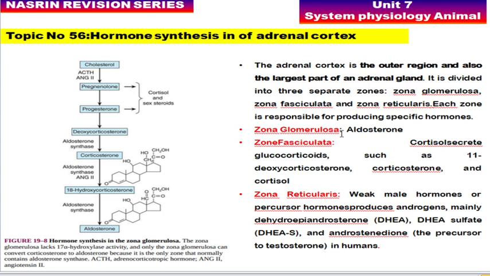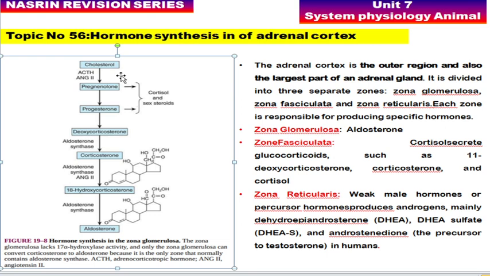If you take zona glomerulosa, it is responsible for making aldosterone, and here I have given the mechanism of aldosterone. From cholesterol, pregnenolone will be produced. From pregnenolone, progesterone will be synthesized, and this progesterone will be converted into deoxycorticosterone. Under the influence of the aldosterone synthase enzyme, it will be converted into corticosterone. Next, aldosterone synthase will convert this corticosterone into 18-hydroxycorticosterone. Next, again aldosterone synthase will be activated, converting this 18-hydroxycorticosterone into aldosterone.